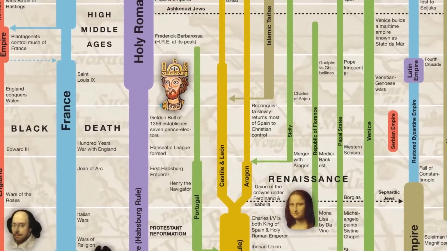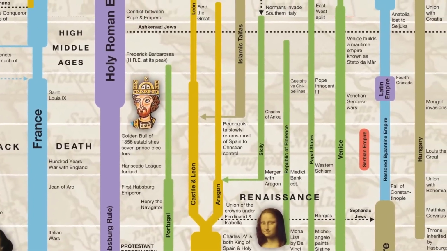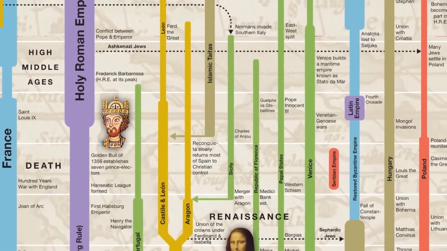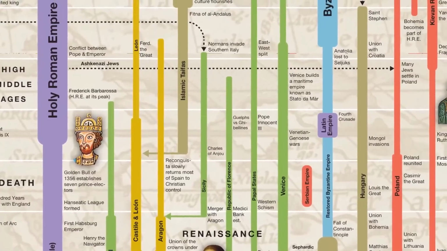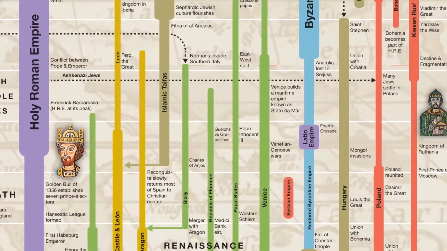This was in part due to the fact that Muslim armies had taken over much of the Byzantine Empire, resulting in many artists and scholars fleeing westward.